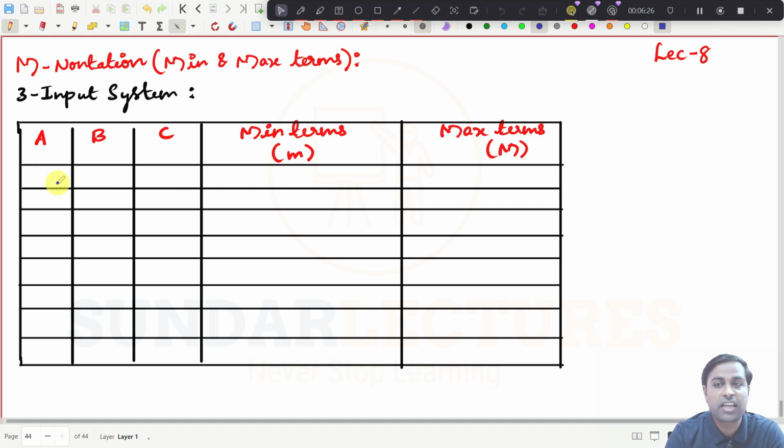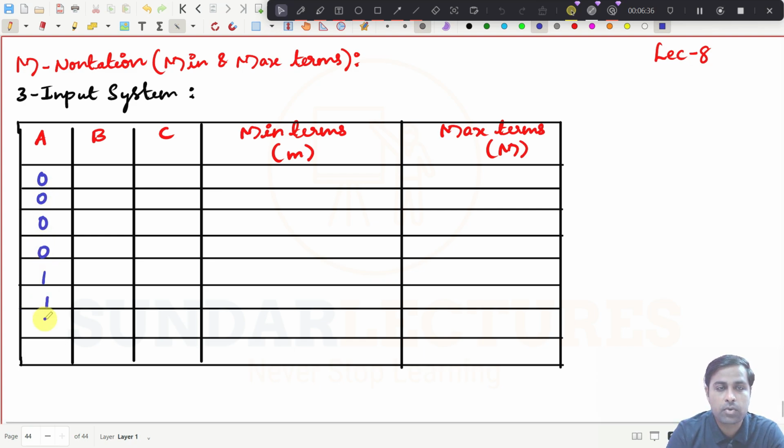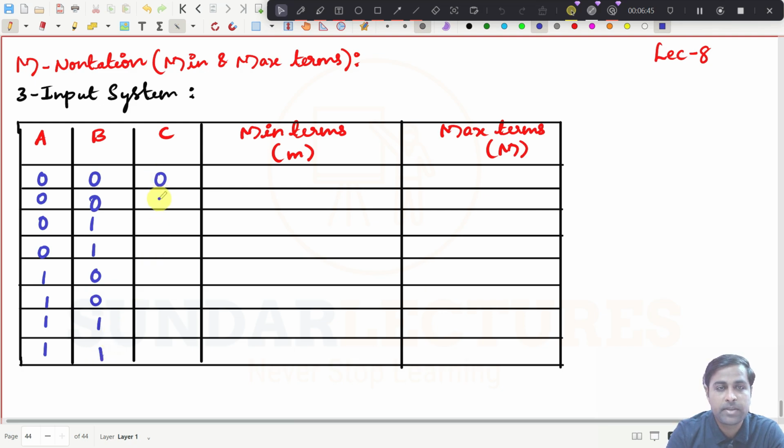So if it is a three input system, what will you do now? 0, 0, 0, 0 is there. Four zeros and then 1, 1, 1, 1 will come, right? Then it will be 0, 0, 1, 1, 0, 0, 1, 1. Then this will be 0, 1, 0, 1, 0, 1, 0, 1, right? So this is the three variable system.